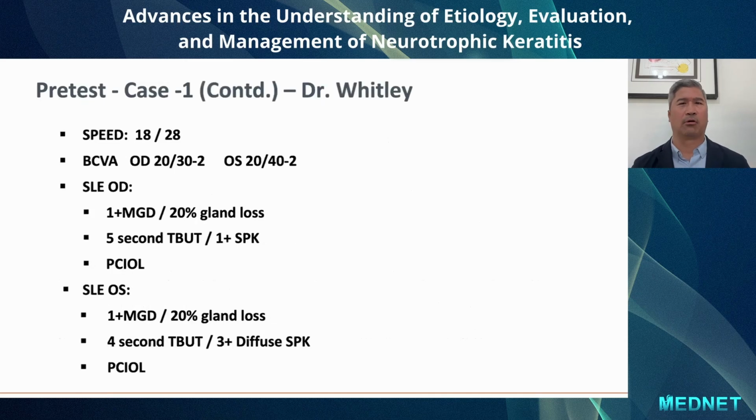If we look at the clinical findings, we utilize the SPEED questionnaire: 18 out of 28, and 28 is the highest score that you can get, looking at the severity and frequency of patients with dry eye disease. Best corrected vision you can read.